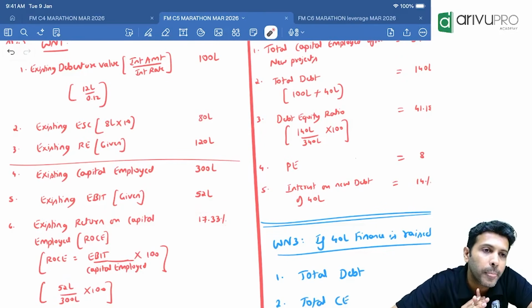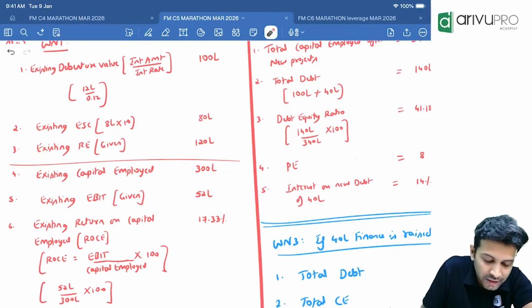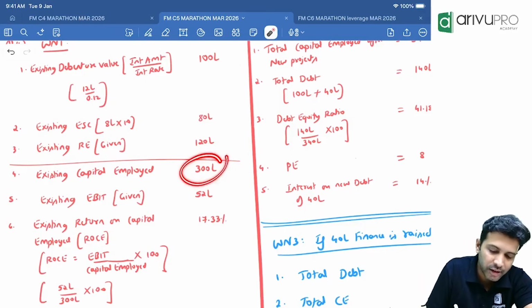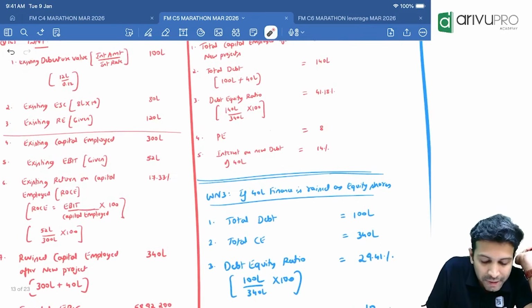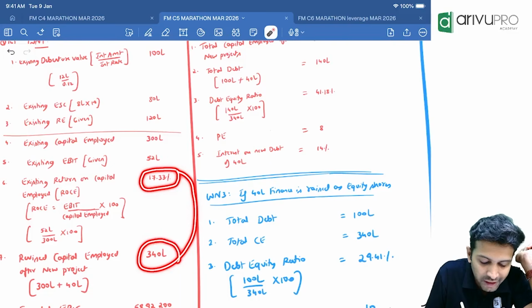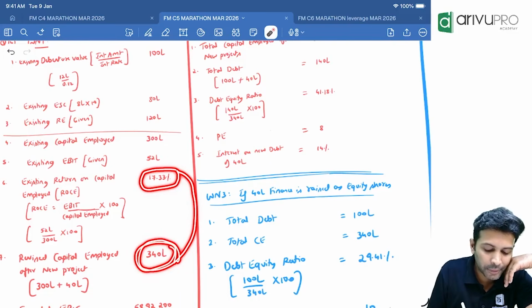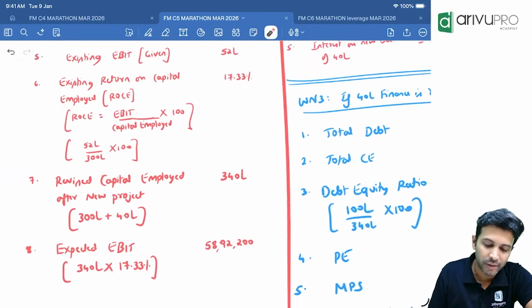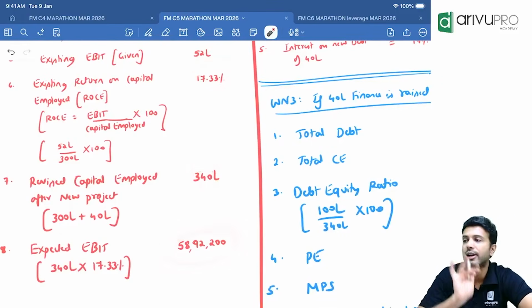Till here, okay. Now, how much money are we raising extra for the new project? 40 lakh. That means is our capital employed going to be 300 lakh or 340 lakh? From 300 lakh, it will increase by 40 and it will become 340 lakh. Correct? And how much return do I expect on my capital? 17.33. And how much is my total capital now? 340. So whatever is my capital, on that I will expect a return of 17.33. Means what is my new EBIT now? 17.33% of 340 lakh, which is 58 lakh 92,200.